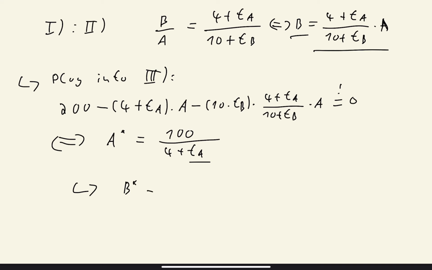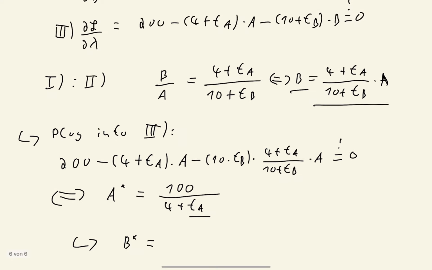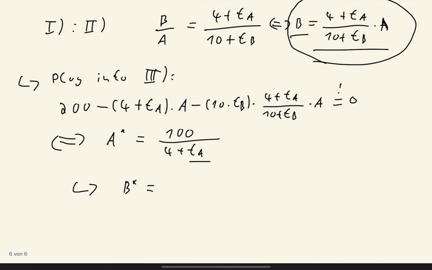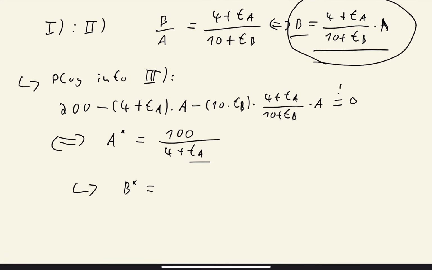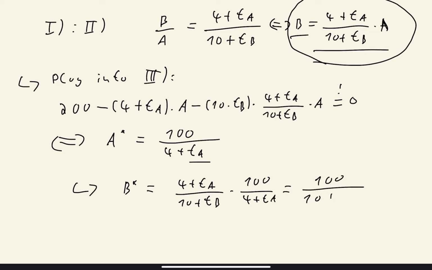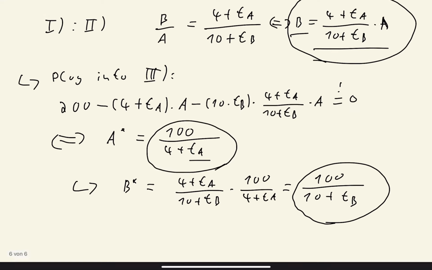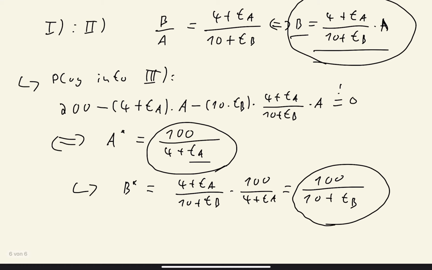And then knowing that A star is equal to 100 divided by (4 plus tA), we can plug this into the relationship that we derived before up here. So then B star is simply equal to (4 plus tA) divided by (10 plus tB), times 100 divided by (4 plus tA), and this is then equal to 100 divided by (10 plus tB). Okay, so this is giving us the optimal amounts of apples and bananas that we consume if we want to maximize utility, given that we have taxes tA and tB.